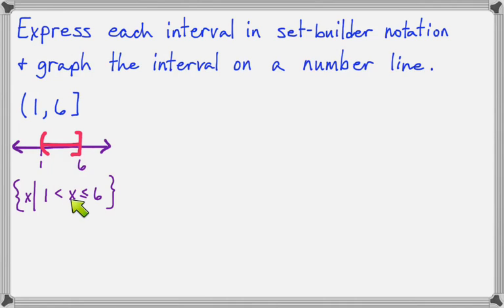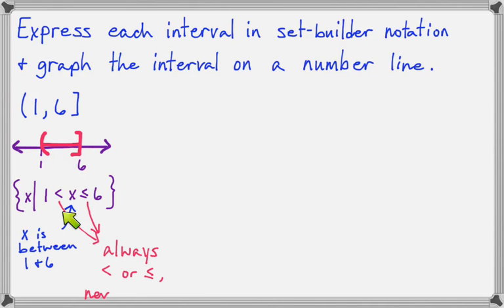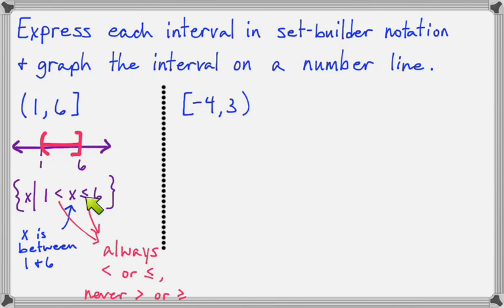Because the x is in the middle, the smallest number is on the left, then anything in between is in the middle, and the biggest number, 6, is on the right. Now, these are always less than signs, and we will always use either less than or less than or equal to. We'll never have greater than signs on this kind of notation where we want to trap x between two endpoints.